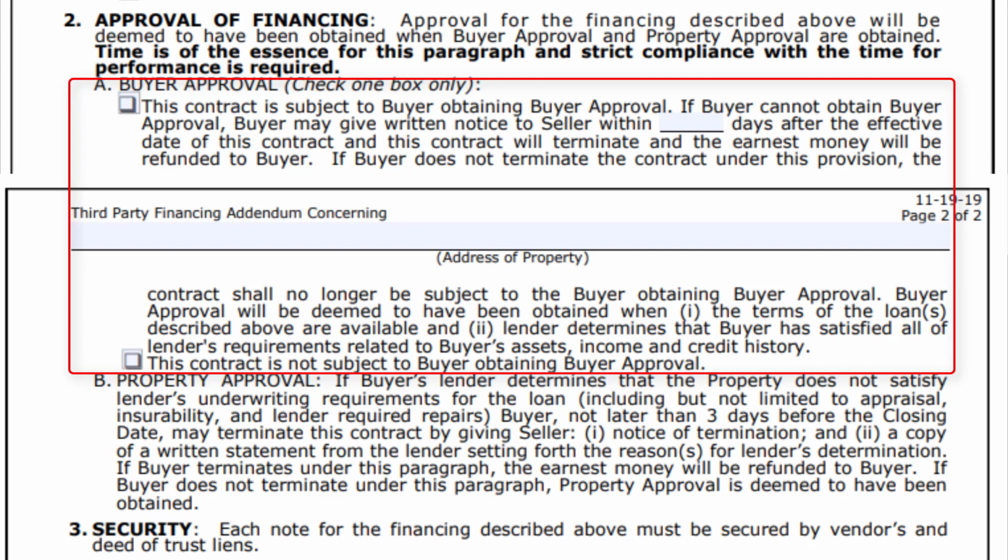It is super important, especially because after these days expire, if that's the reason that they can't get approval for the loan, they're going to lose their earnest money on top of everything else. The second portion of this is simply that this contract is not subject to the buyer obtaining buyer approval.